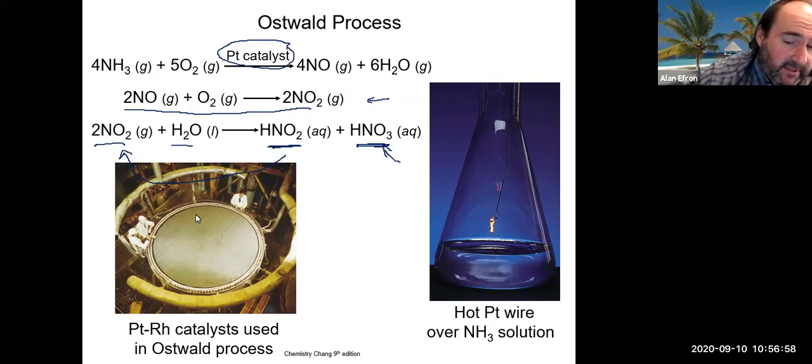So it's a very efficient way to produce nitric acid, by having, as you can see there on the right, a hot platinum wire over some ammonia to make your nitric acid. And the byproduct of making that nitrous acid is that it will break apart and produce a lot of the starting products that you need for nitric acid. So you get this nice double feeder system.